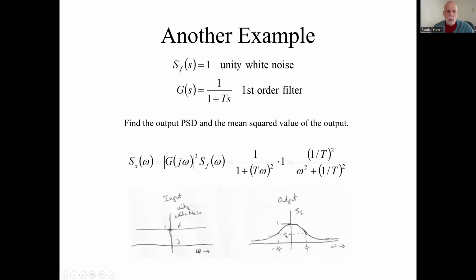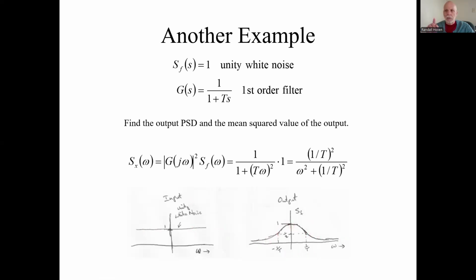The input was unity white noise. It has this power spectral density. It's a constant 1 over all frequencies. The output looks like this, a kind of a bell-shaped type curve looking thing. And the bandwidth is, I think, 2 over T. That's where you hit the half power.